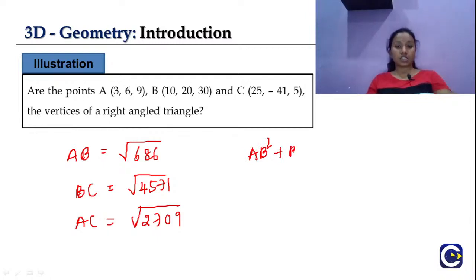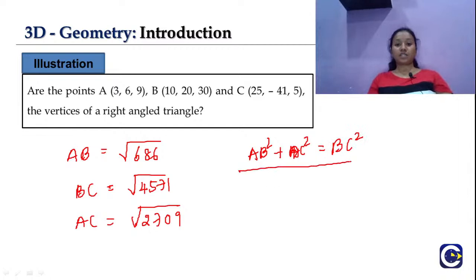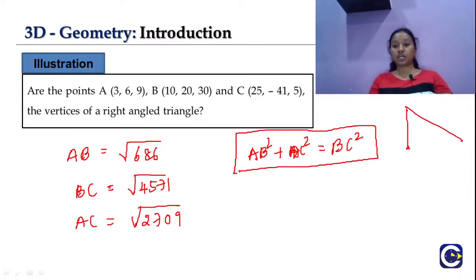okay, BC is the highest, right? So we can make AB square plus AC square should be equal to BC square. Right, that must be the formulation of the hypotenuse theorem. That means if it's a right angle triangle, then the hypotenuse will be BC. So let's verify whether it's giving AB square plus AC square is equal to BC square or not.